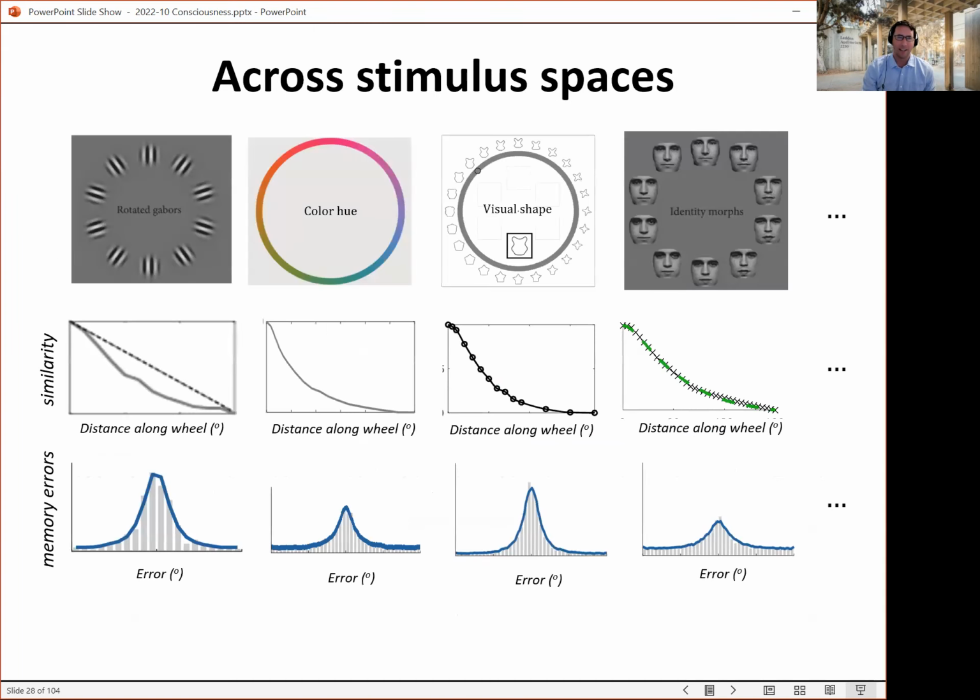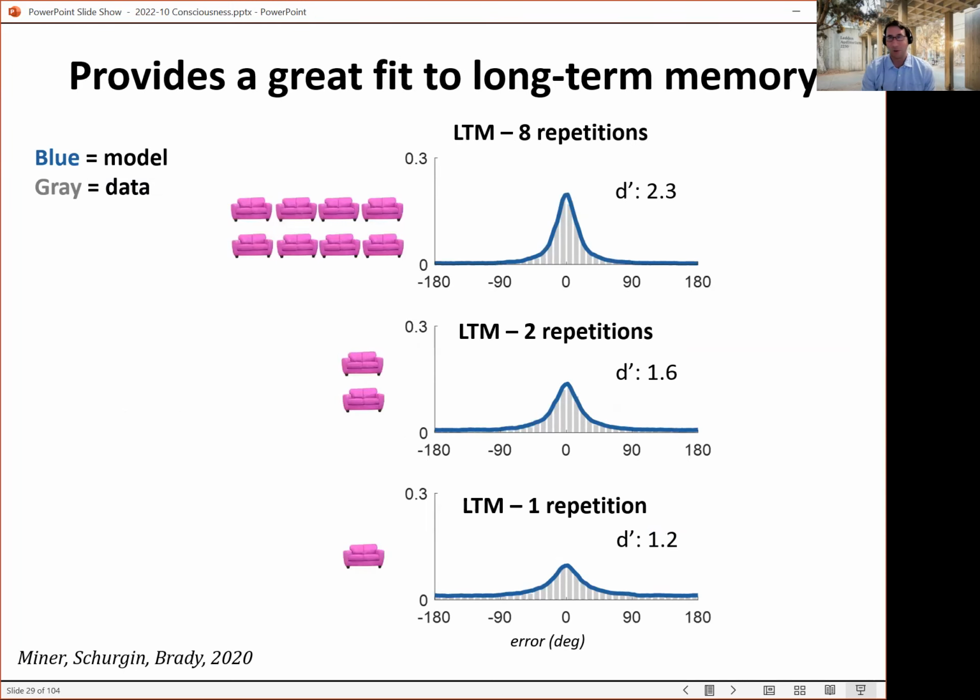And we've done this across, I don't know, I think 6 or 7 stimulus spaces where we measure different confusability functions and predict different error distributions, and it always seems to work pretty well for matching the error distributions. And this is not just true in working memory. This exact same thing happens in long-term memory.